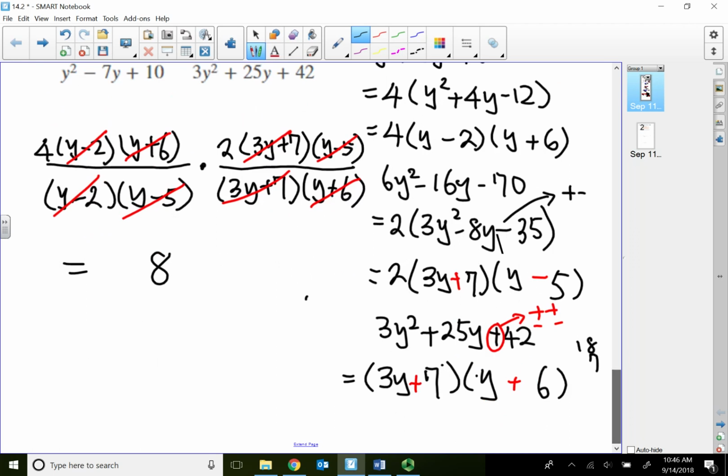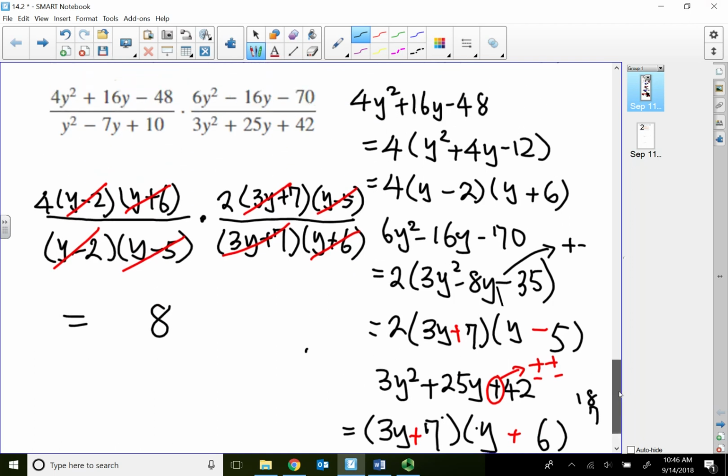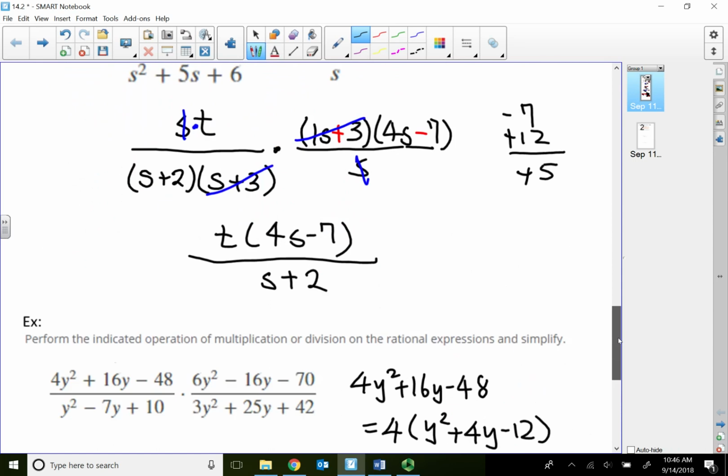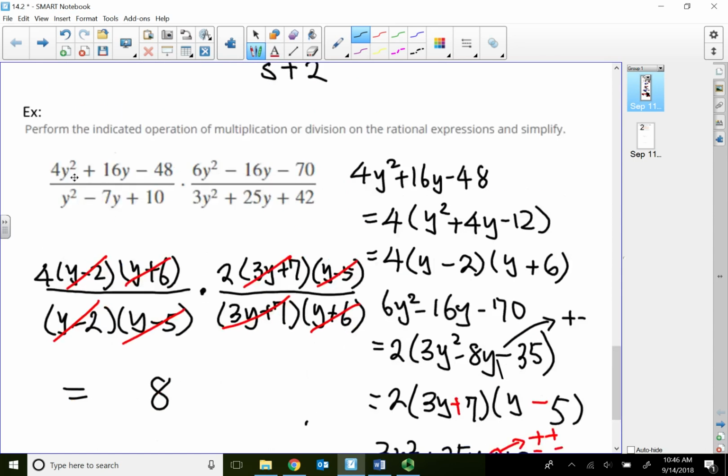All right. So basically, in this lecture video, when it comes to multiplying rational expressions, okay, we have to factor the numerator and denominator to make them all one term on the top, one term on the bottom. And once they are one term, then I can begin to cancel out all the common factors, okay, top and bottom.